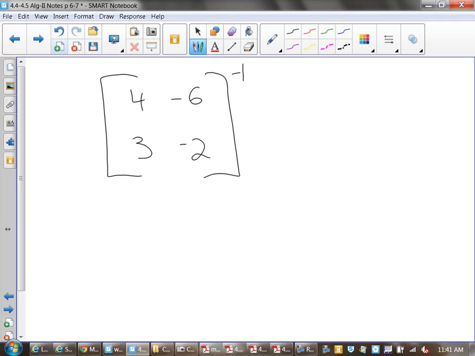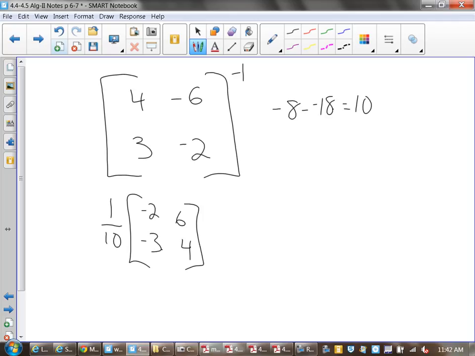The first thing that I do, once again, is find the determinant. Negative 8 minus negative 18. Do you agree on that? What do you get? 10. Now I take 1 over that determinant, exchange the downward, and I negate the upward. So I put a negative symbol in front of the 3, and how do you negate a negative? It becomes positive. Okay. Do you see that now?